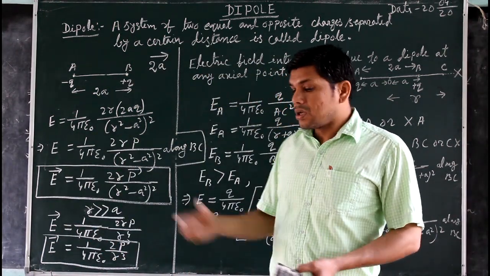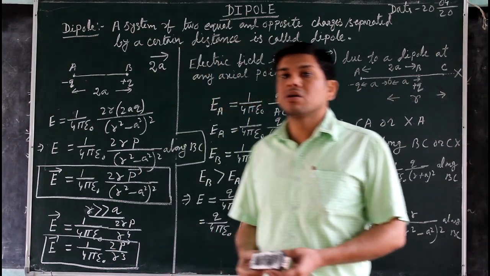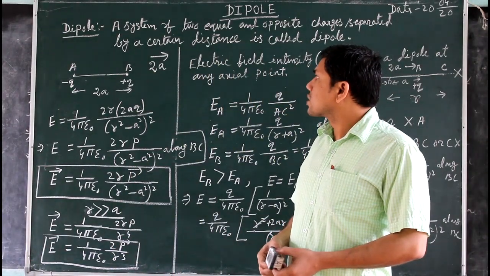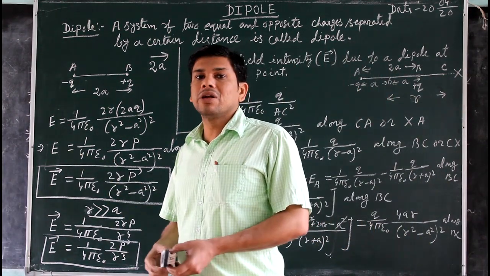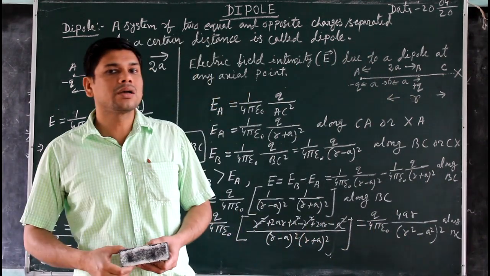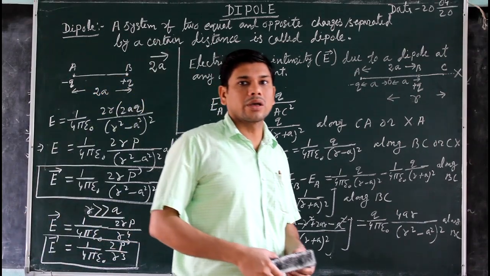So you just go through this much. Next class I will discuss how to find electric field intensity due to a dipole at an equatorial point. Okay, thank you.